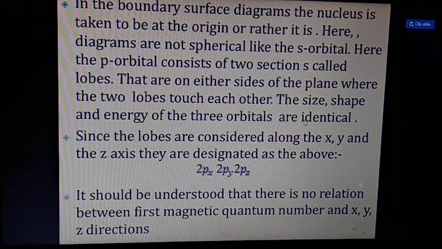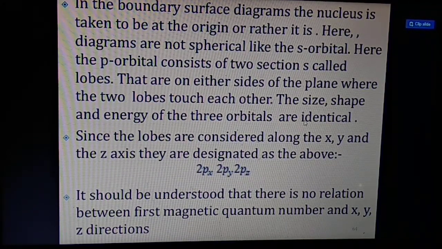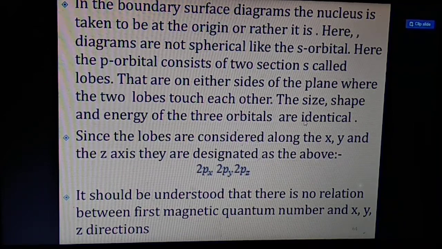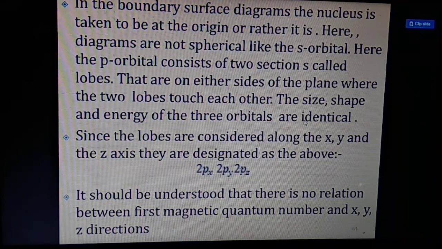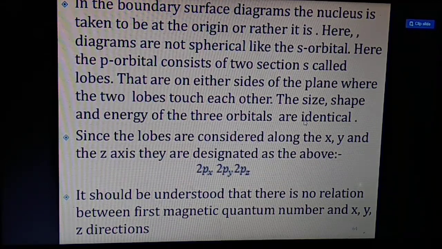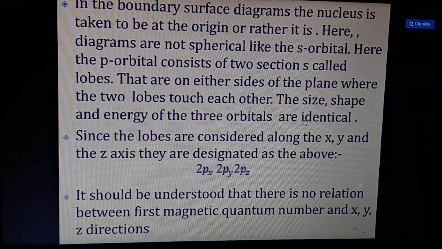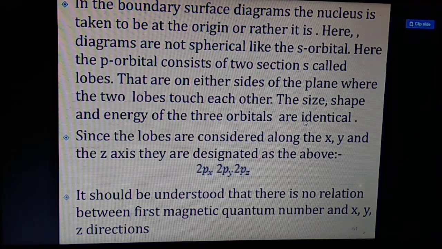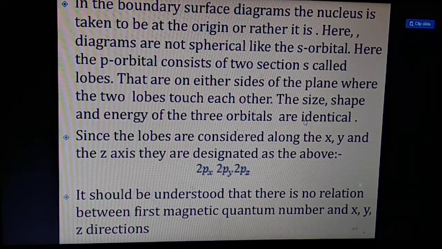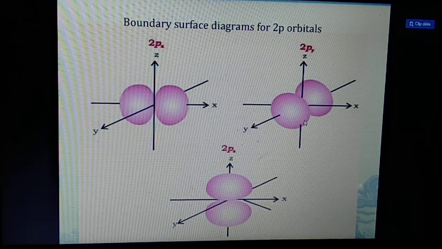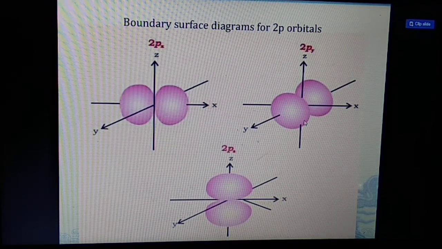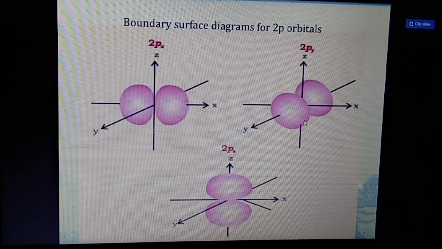Since the lobes are considered along the x, y and z axis, they are designated as 2px, 2py and 2pz. It should be understood that there is no relation between the magnetic quantum number and x, y, z direction. So this is a very important thing, students. You have to learn 2px, 2py and 2pz. The lobes are considered along the x, y and z axis. They are designated as 2px, 2py and 2pz. Now let's see the boundary surface diagrams for p orbitals, 2px, 2py and 2pz.